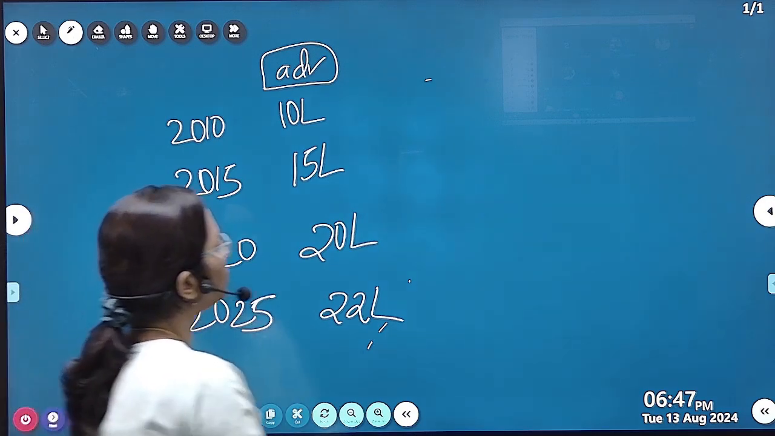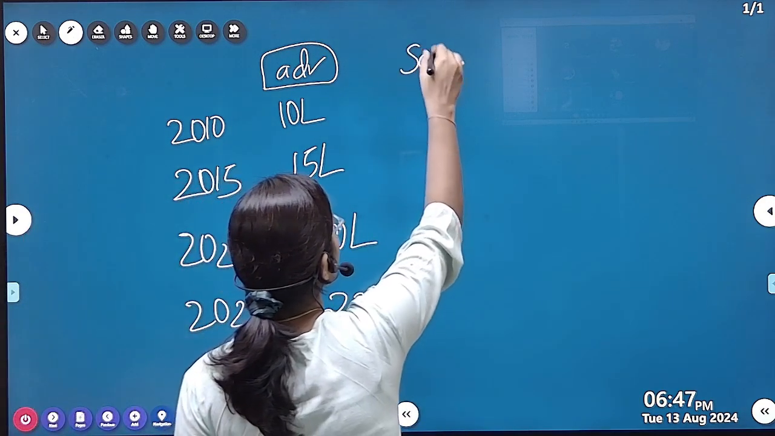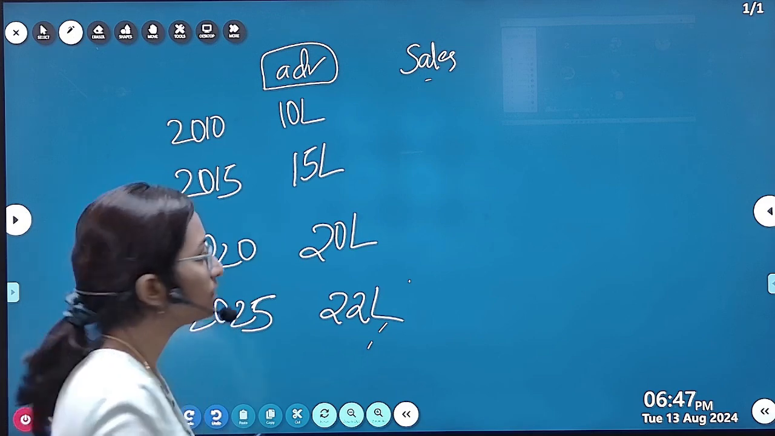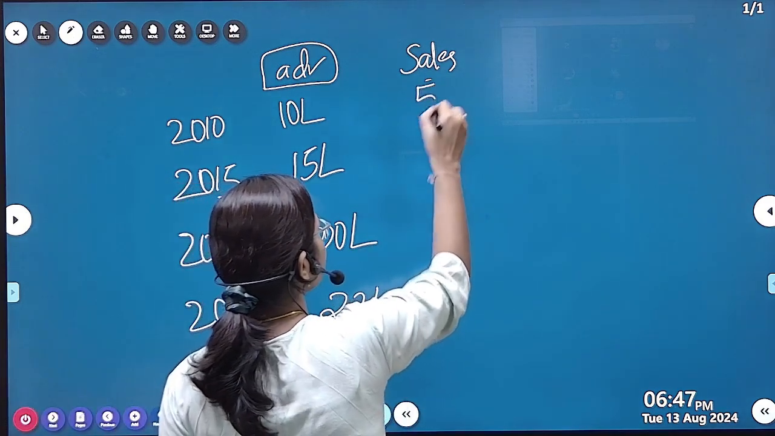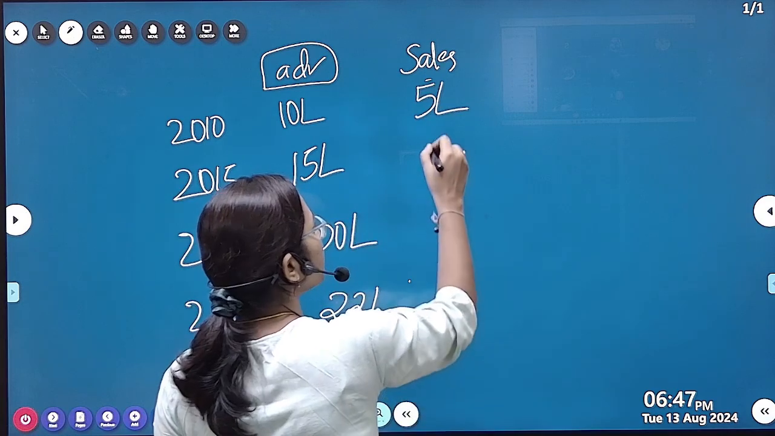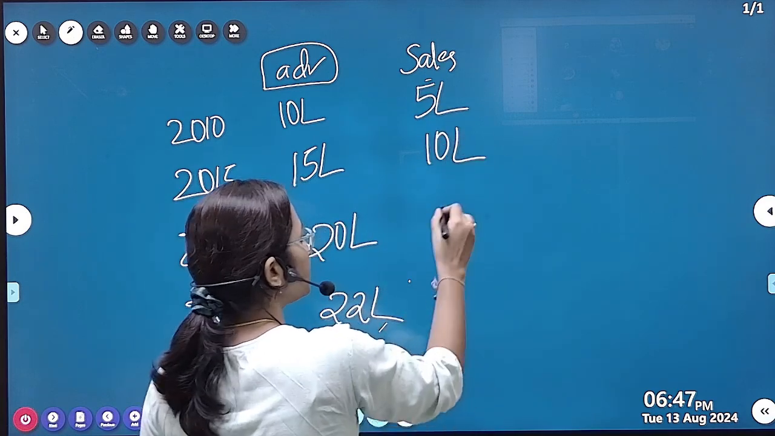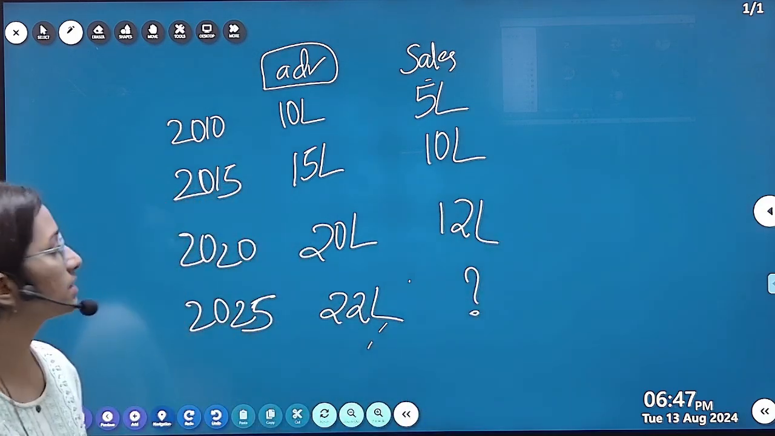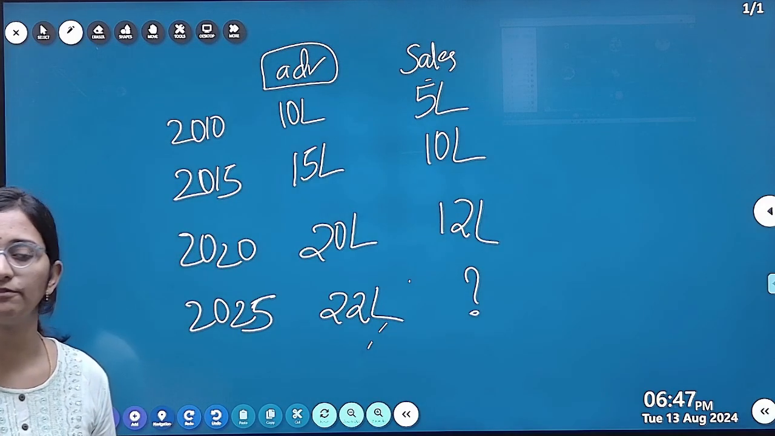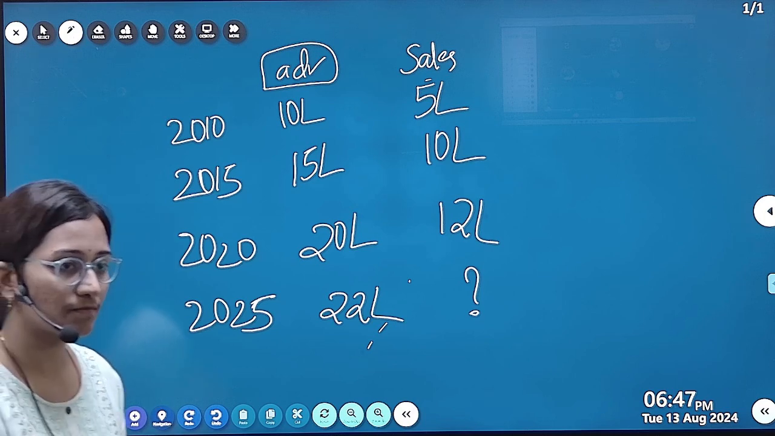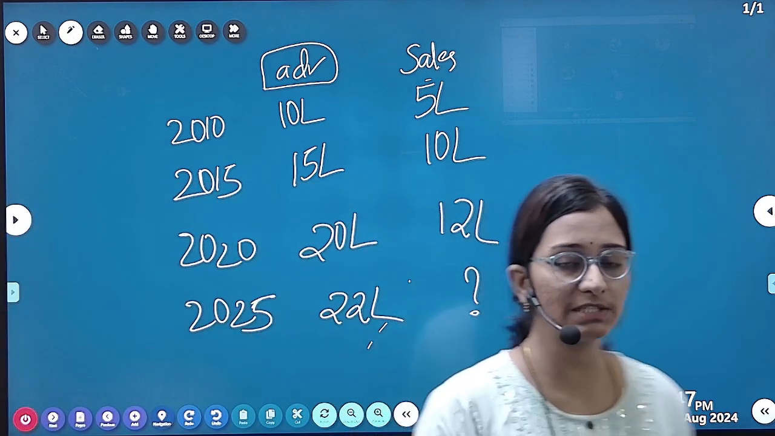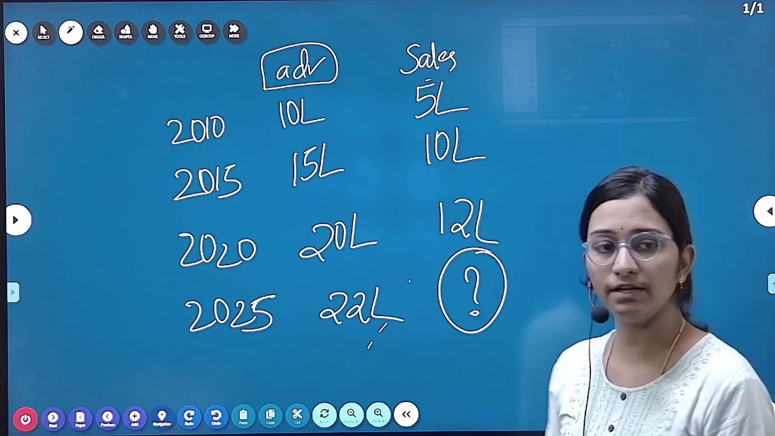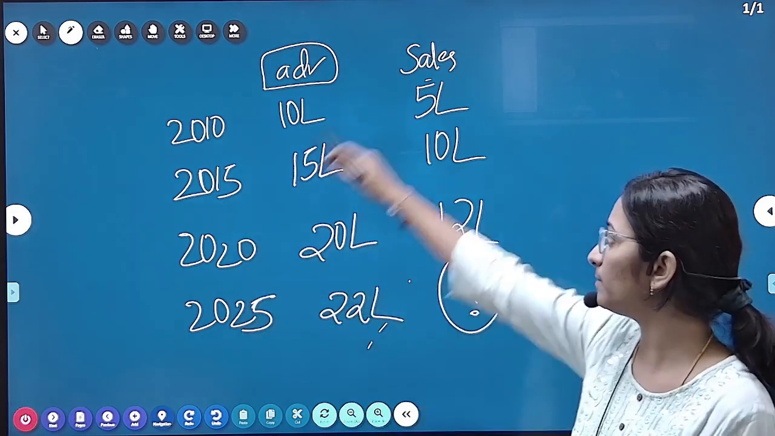Okay. So what's the sales? So I have made an advertisement cost of 10 lakhs. So the sales were suppose 5 lakhs. Let us think. 15 lakhs, 10 lakhs, 20 lakhs, 12 lakhs. So what will be our sales in 2025? So how can an expert tell what will be our sales in 2025 through this information?